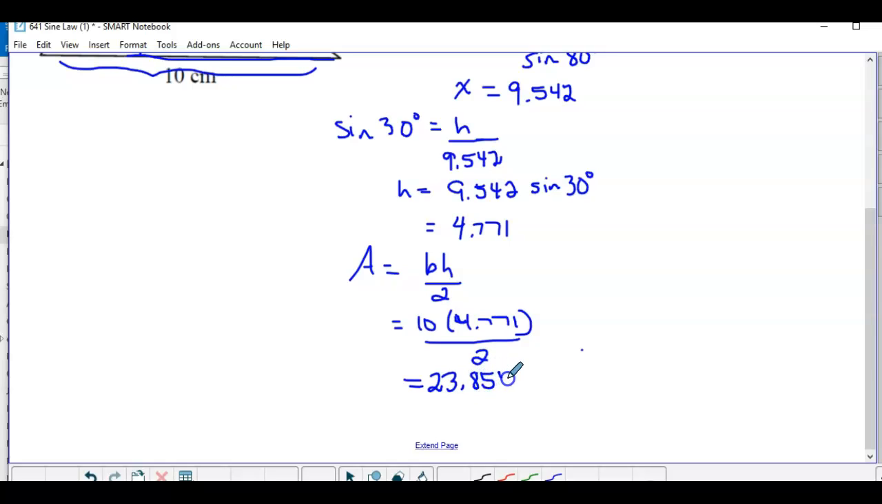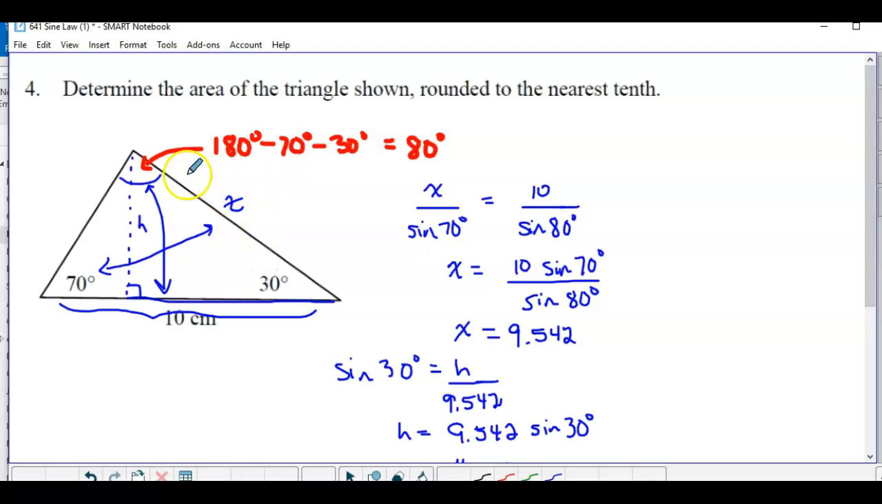And now, nearest tenth is going to be 23.9. And that's centimeters squared. Okay, so sometimes in order to calculate the area of an oblique triangle, you need the height, right? And if you don't have it, you need to work around it. So how we did that was we found another side of the triangle. I could have found this side instead, but I found this, and then I used sine in that triangle.